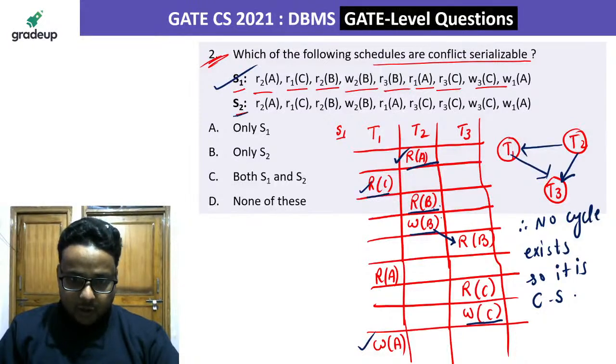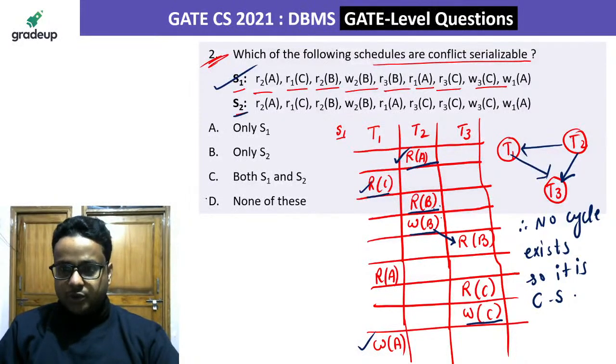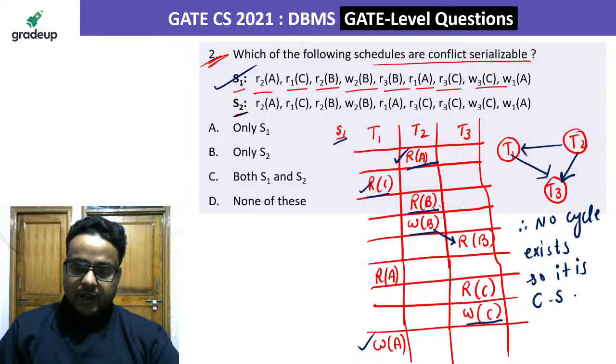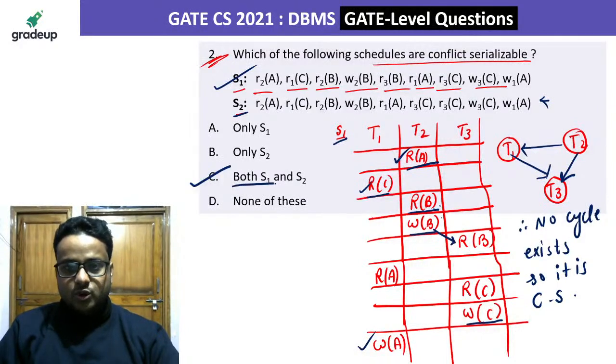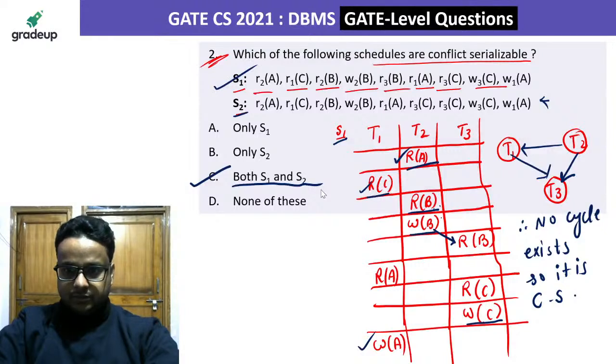Now if you try to make S2 also in a similar way, you will get that there is no cycle in this also. So conflict serializable are both S1 and S2. So the answer of this question will be option number C. Correct? Okay. Now we will move on to the next question. I hope it is clear. If it is not clear, then please let me know.